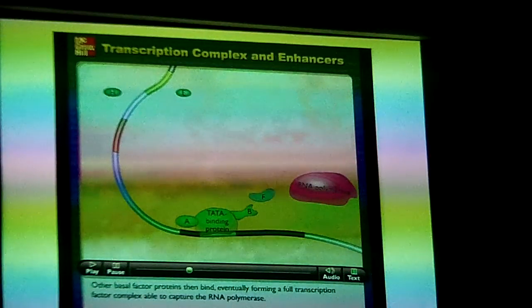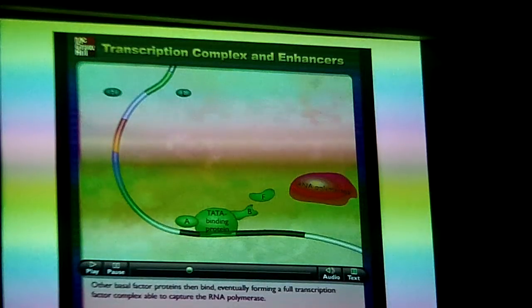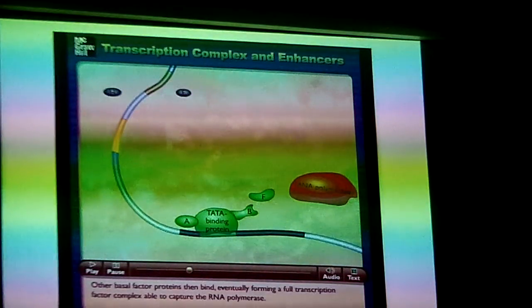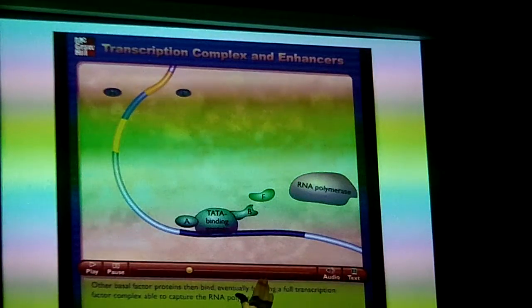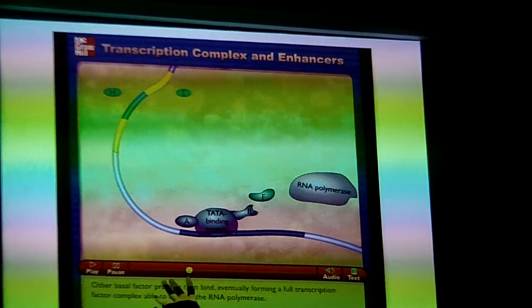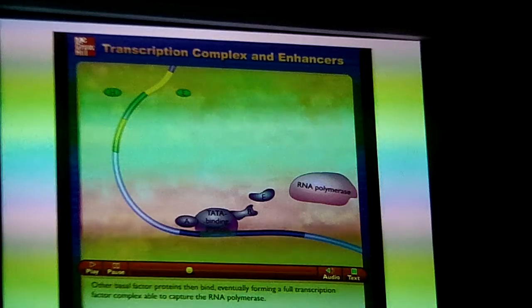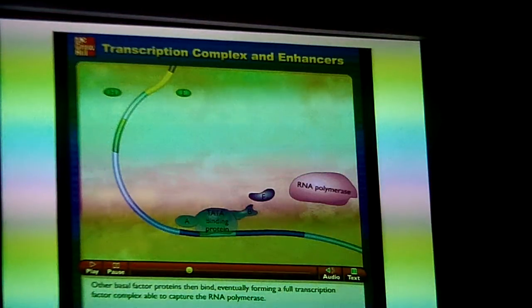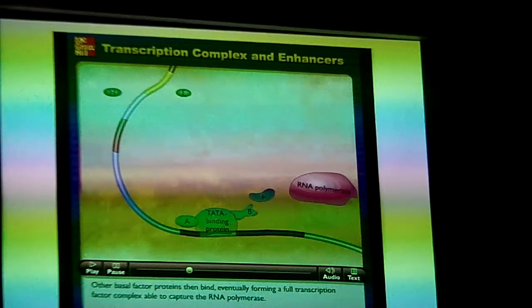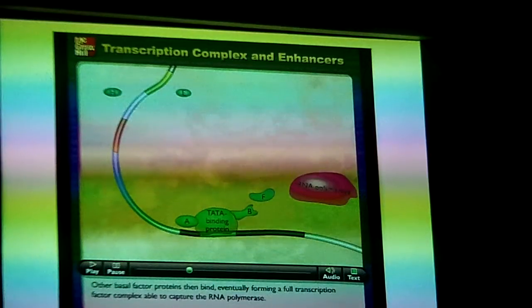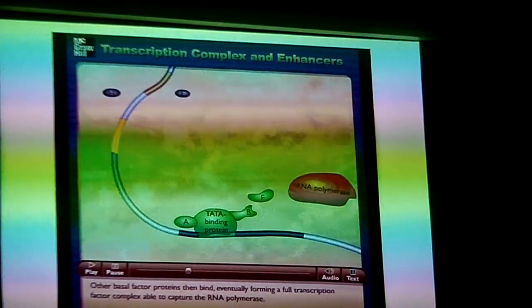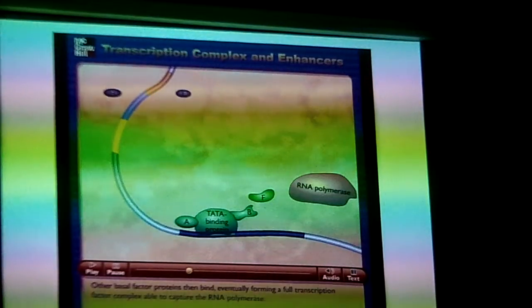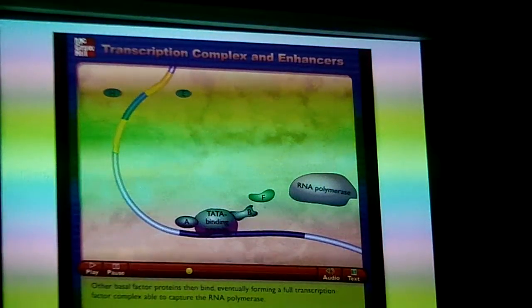Well, in a eukaryotic chromosome, there's a whole lot of other things that got to go on before that RNA polymerase can bind and do transcription. All these factors have to be in place. And if they're not, you don't get transcription of the gene. So there's a wide level of control that goes on. Do you see?